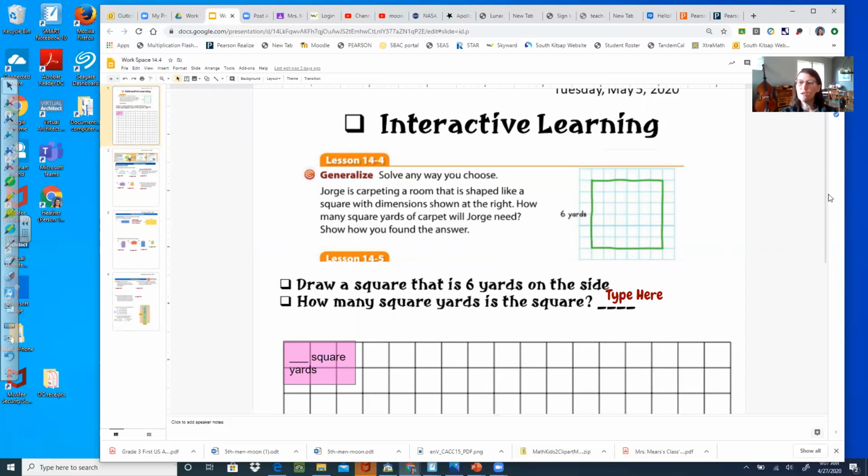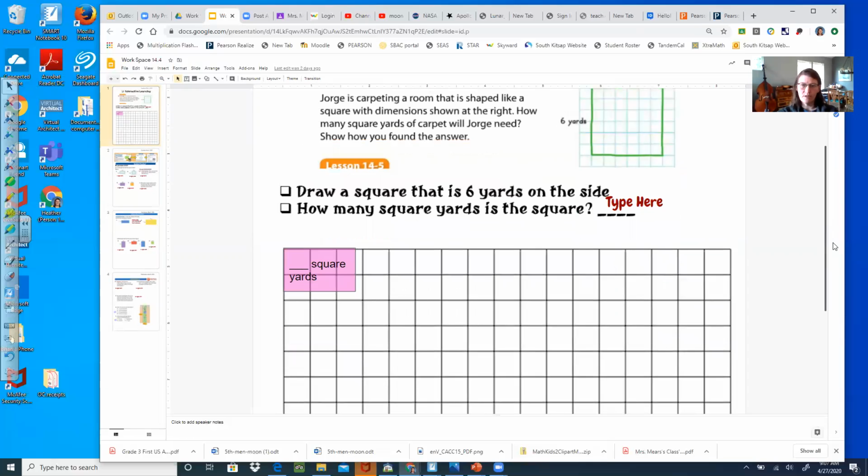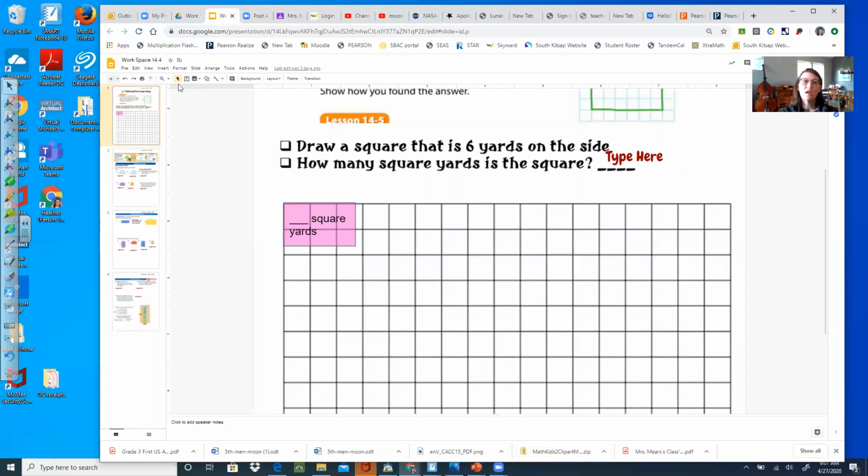Okay, hopefully when you had paused the video, you noticed that I gave you an extra hint here. It says draw a square that is 6 yards on the side. So this is my starting point, this shape here. Right now it's like 2.5 by not even 2. So I need to make sure each side is 6. So there's 3, 4, 5, 6, and now I need to come down. I'm at 2 now, so 3, 4, 5, 6.